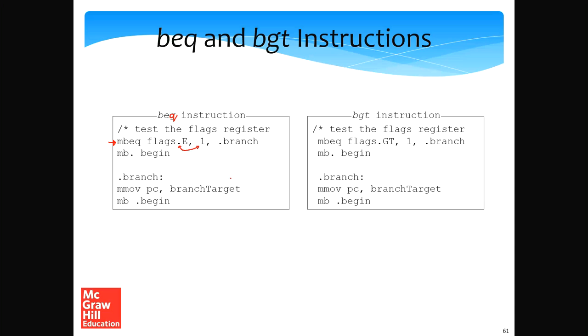If there is an equality, then we jump to the dot branch label. Otherwise, if there's no equality, this instruction is as good as a no op. So we then proceed to the next instruction. We jump to mb.begin, which means that we move to the beginning of the preamble.